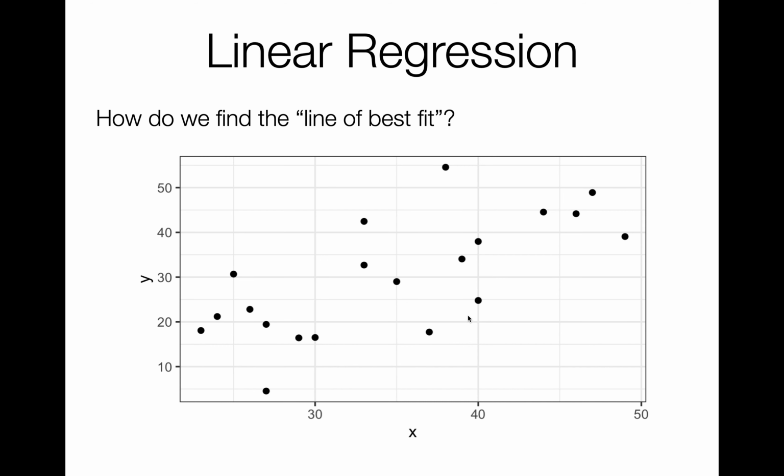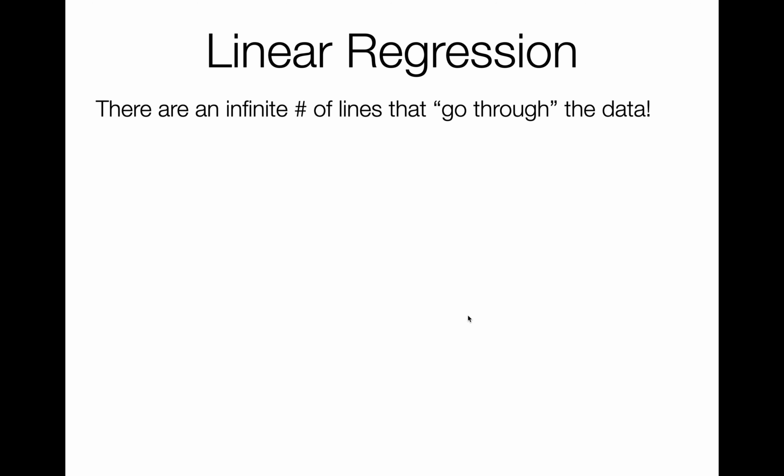So I've got some data here, simple data. There's no units associated with it, but it looks like I have a linear relationship and I can put a line through it. The question is, which line do I put? It turns out that there are an infinite number of lines that quote unquote go through the data. Some are good and some are not so good.